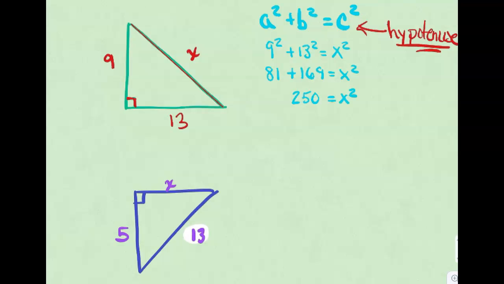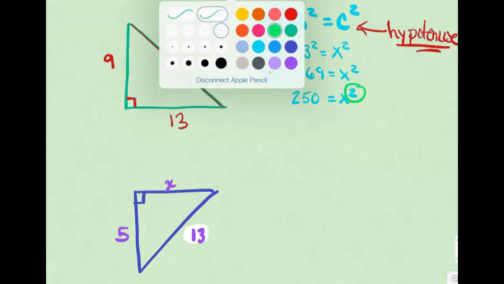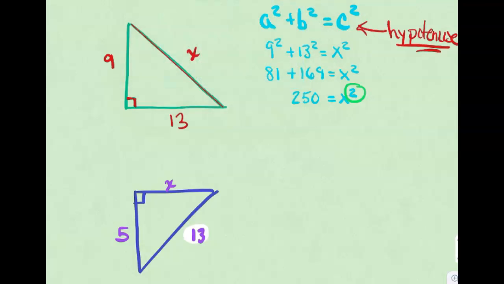And now to get x by itself, remember that we have the squared here that we have to get rid of. So what are we going to do? We are going to take a square root on both sides of our equation. Remember, whatever we do on one side, we have to do on the other.